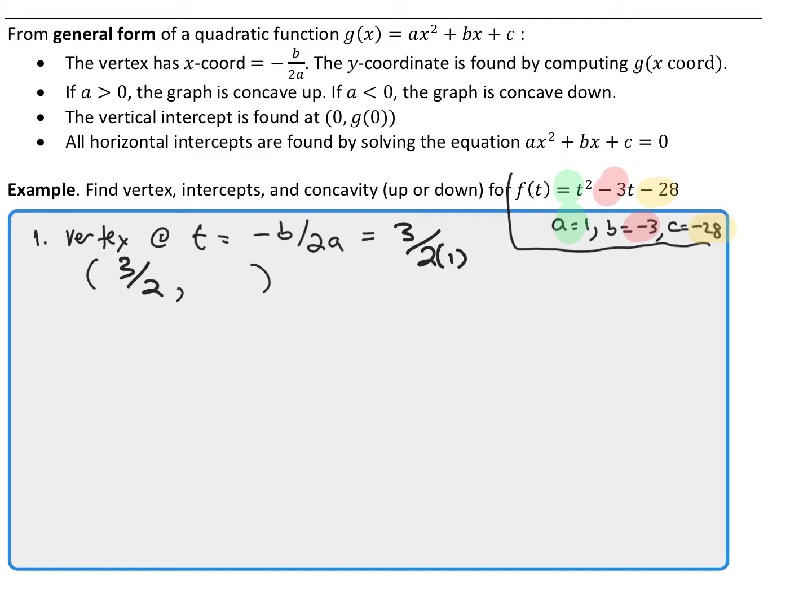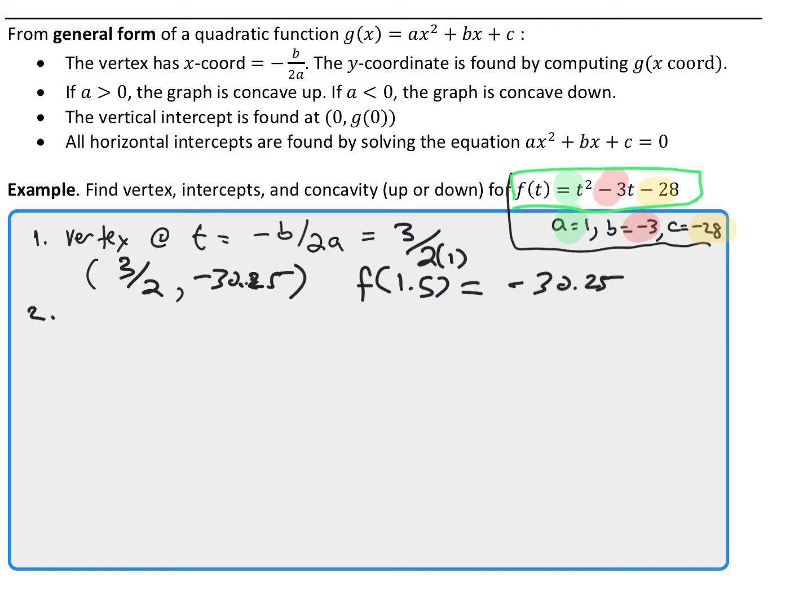To find the other coordinate, I would have to plug in 1.5, or 3 halves, into the definition of my function. If I do that, I'll have 1.5 squared minus 3 times 1.5 minus 28. And if you do that, you get negative 30.25. I'm kind of mixing my fractions and my decimals here, but either one is fine. So minus 30.25. Those are the coordinates of the vertex.